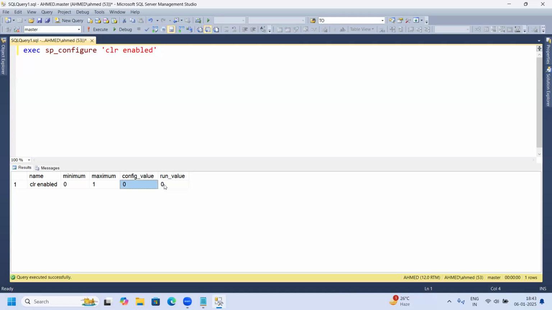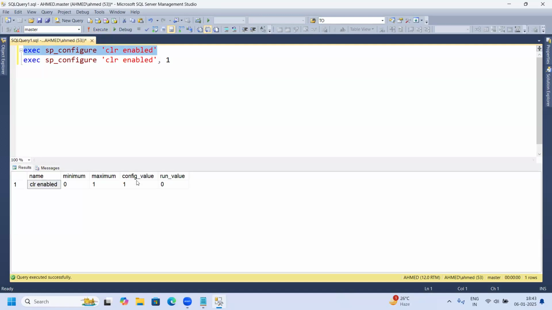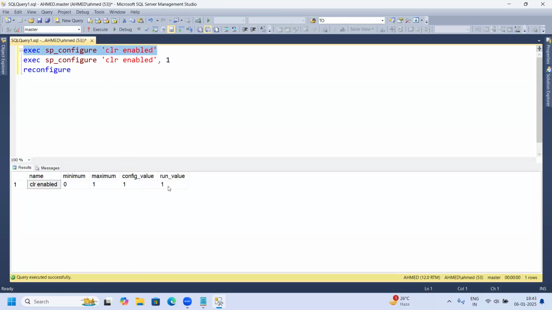Currently it is not configured and not running. If someone wants to enable it, they should write again, comma 1, to enable it. Now it's configured, but not running. 1 means true, 0 means false. You want to run it? Then run RECONFIGURE. This is the command. Check again: configured and running, both.